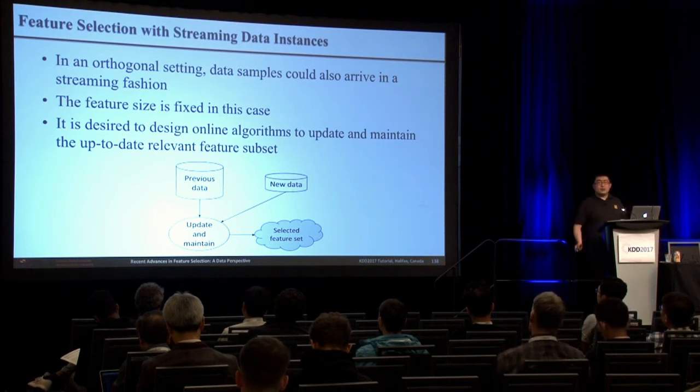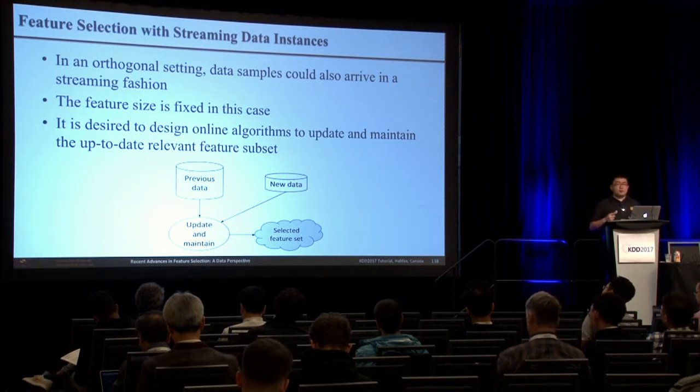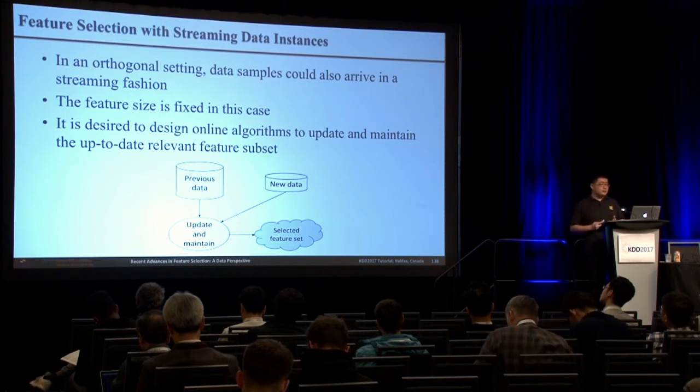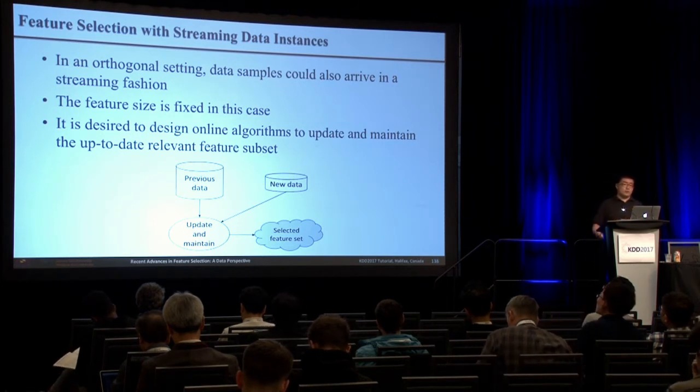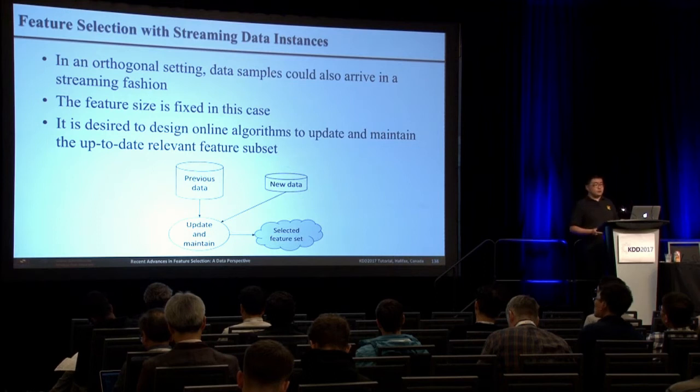In addition to streaming features, we may also have streaming data instances. This problem setting can be regarded as an orthogonal setting to the previous problem. In this setting, the number of features is often considered to be fixed. So the problem is that we need to design online algorithms to update and maintain the up-to-date relevant feature subset.